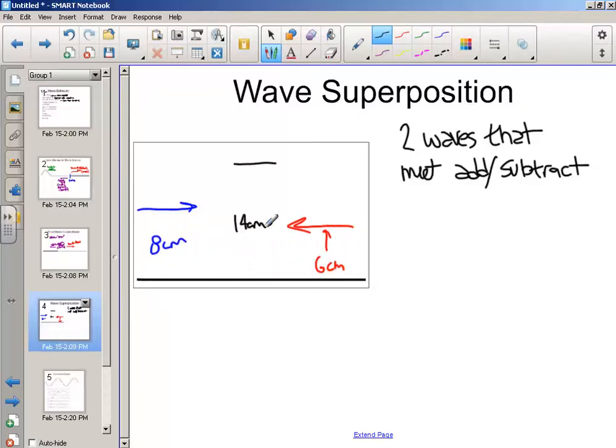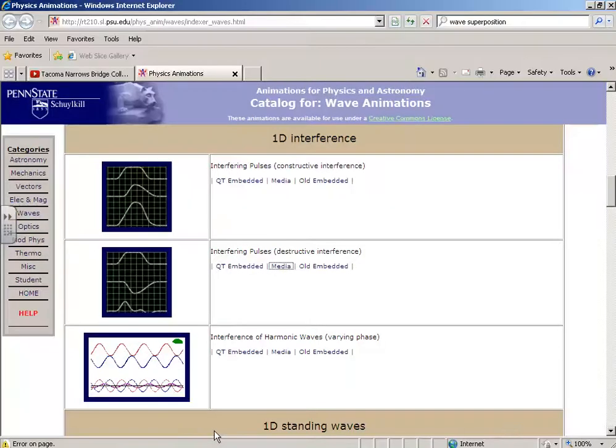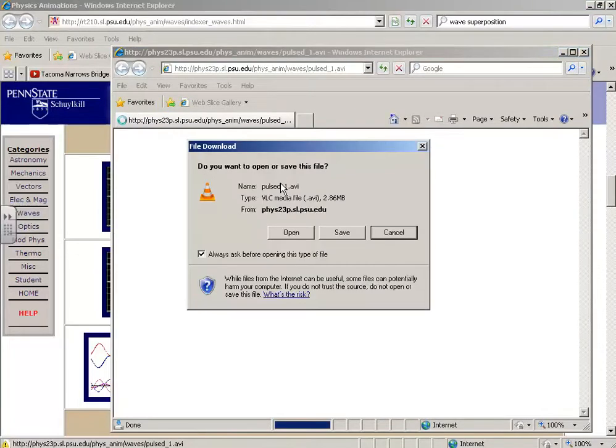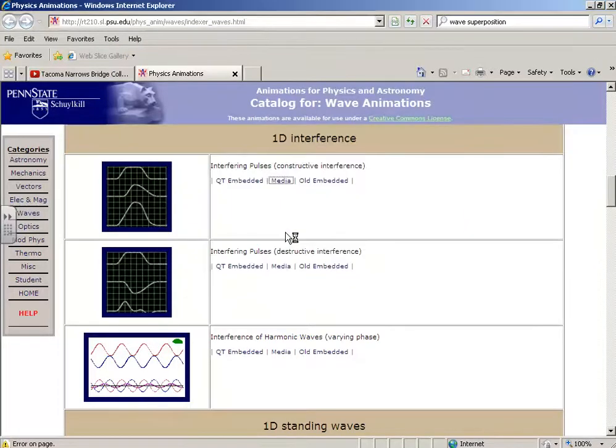Now I've got a couple of interesting videos that I found online that show this a little bit more. I've got the first wave at the top, the second wave in the middle, and then their addition. If they come together and make a bigger wave, like these just did, we call that constructive interference. If they come together and make a larger wave, that's called constructive interference.